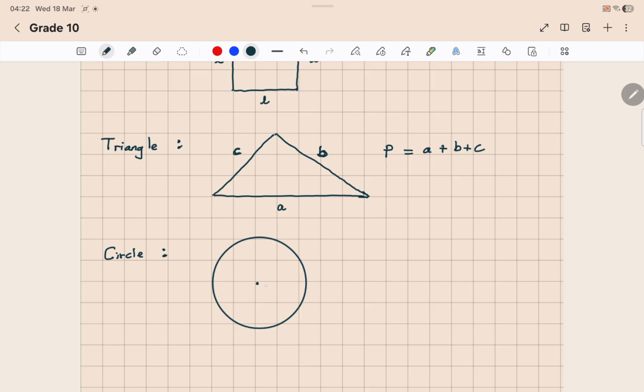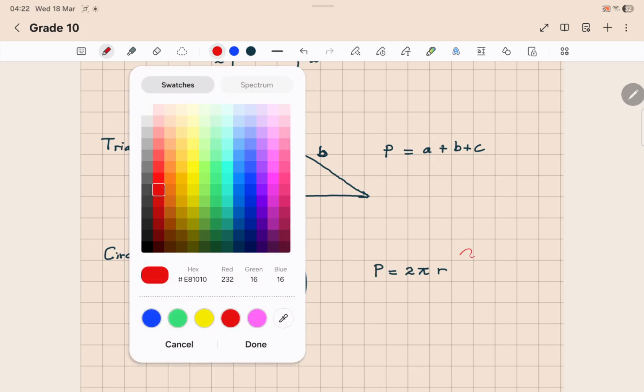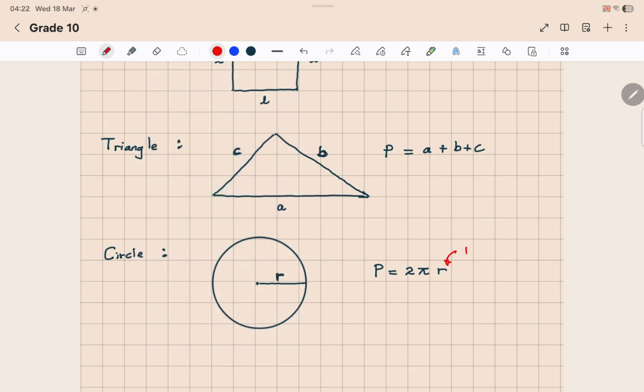So circle, the perimeter is also called what? Circumference, right? Perimeter is also called circumference. And what is the formula? You learn it. 2 pi radius. Here I took radius as simple r. So r is radius. So perimeter of a circle is the circumference.